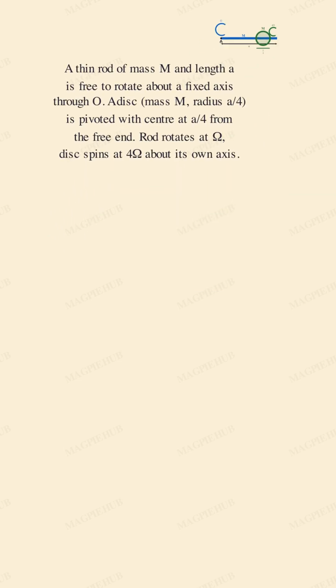The question asks: the total angular momentum of the system about point O is ma squared omega over 48, multiplied by n. Find the value of n.